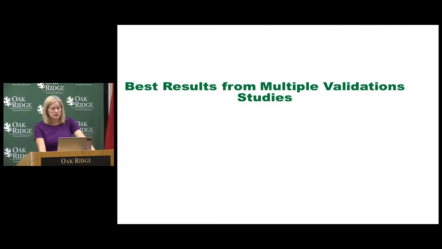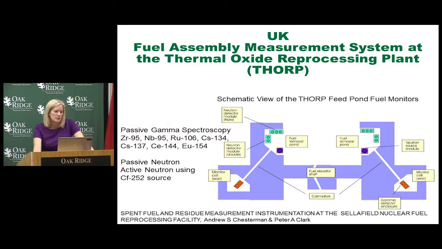So basically, the best results come from multiple validation studies. What I mean by that is you take an instrument and measure it over and over again on fuel assemblies that are known, that you've done destructive analysis and simulations on, and you calibrate your instrument. Then when a fuel assembly comes through that instrument that's an anomaly, you know that there's something wrong.